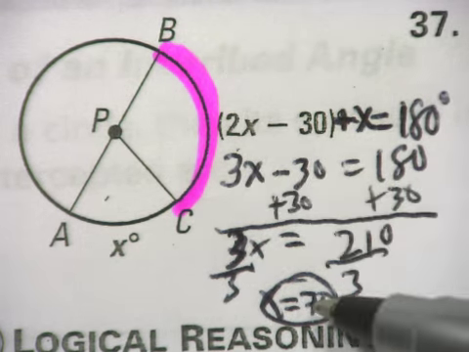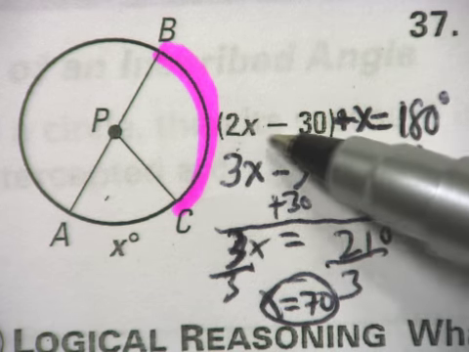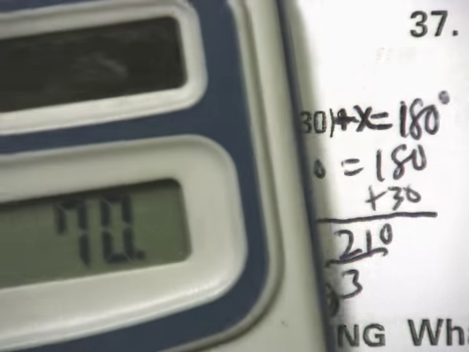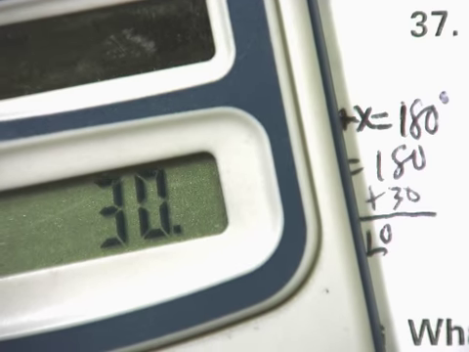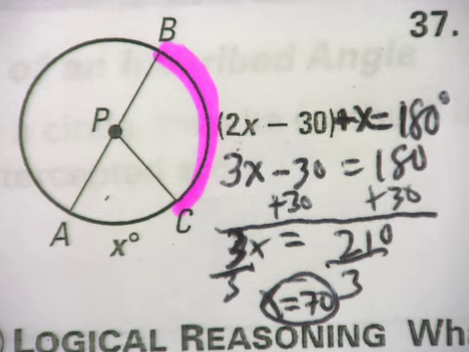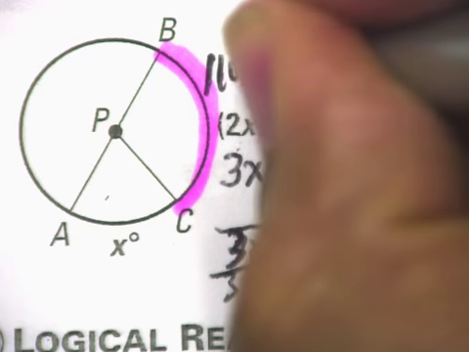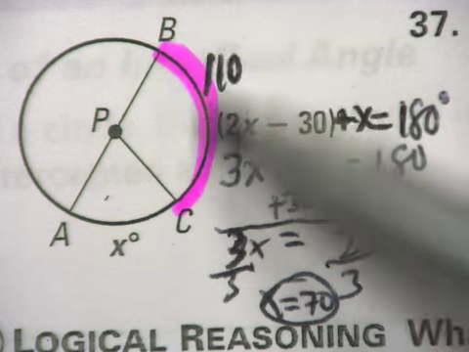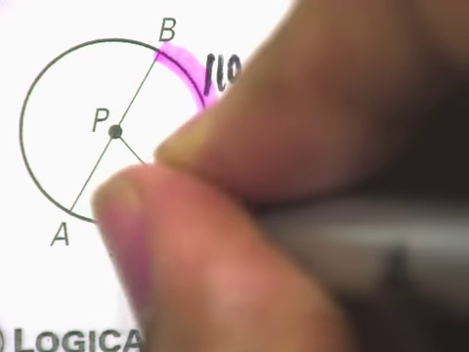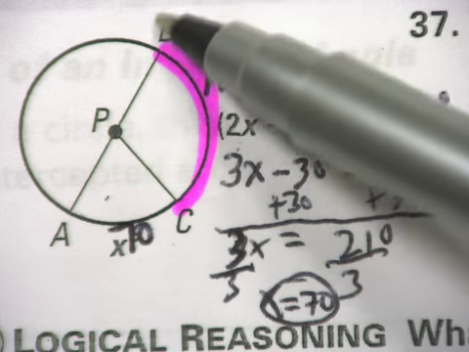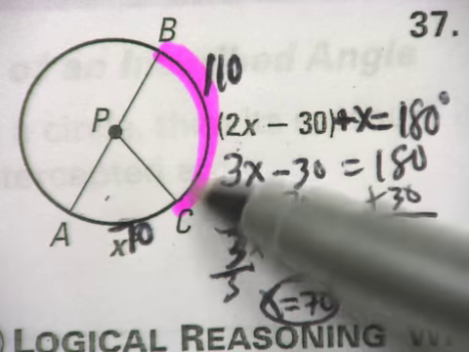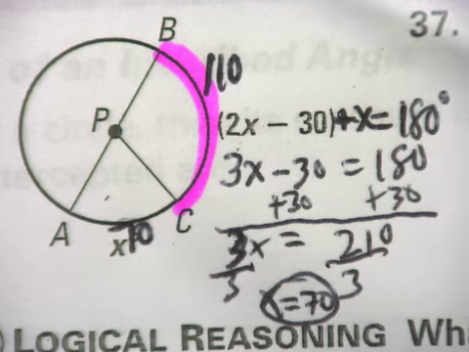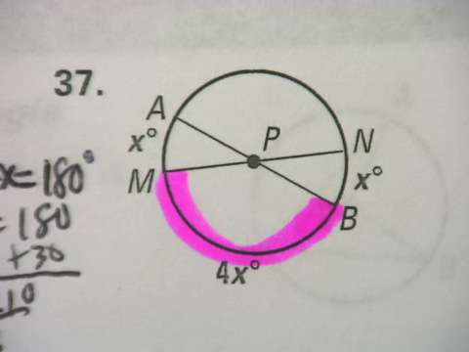But we haven't answered the question yet. They wanted to know how big this angle is here. So remember, x is 70. So it's going to be 2 times 70 minus 30. 2 times 70 is 140 degrees, minus 30 gives us 110. So I know this is going to be 110 degrees. And when you think about it, if this is 110 and x is 70, well, isn't this a diameter? Isn't this a semicircle? Together, they should equal how much? 180. Well, look at that. My answer checks out. 110 plus 70 is a semicircle, 180.